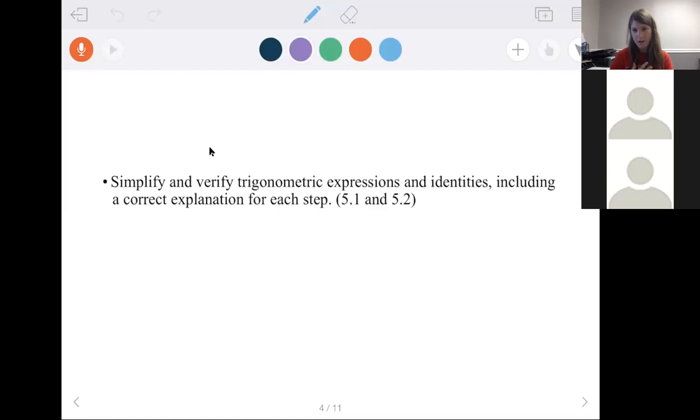Okay, so on your WebAssign or on your test, you're going to see something very similar to how your homework is formatted. In other words, there's not a lot of writing out each step. You saw that more in your Desmos activities. So in this case, really focus on the simplify and verify part.